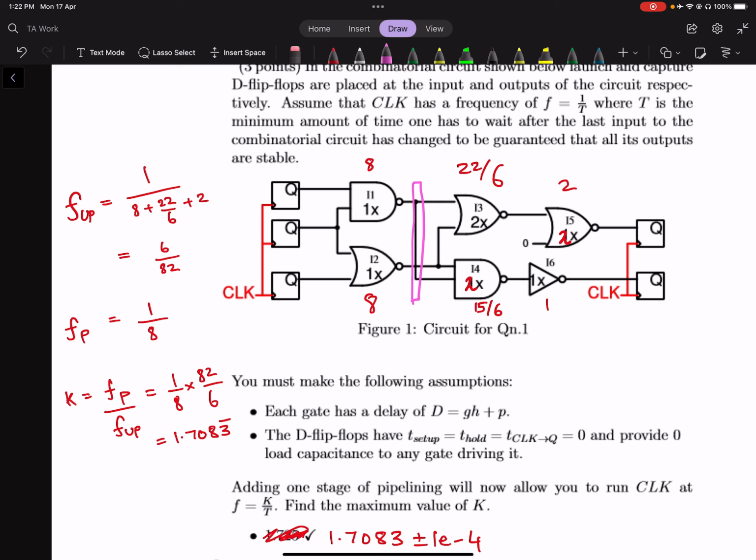And because of that, now we can get the frequency at which you can operate the clock. Remember, the clock is also going to be coming to the pipelining flip flops. So the frequency of clock at which you're going to operate this circuit is going to be 1 over the max delay of the critical path delays of both the pipeline segments, and that is clearly 1 over 8, right?